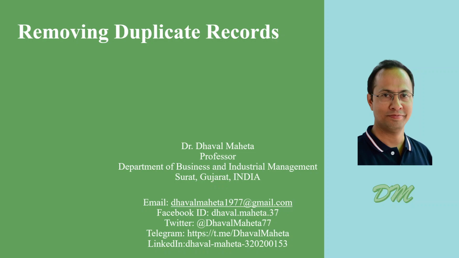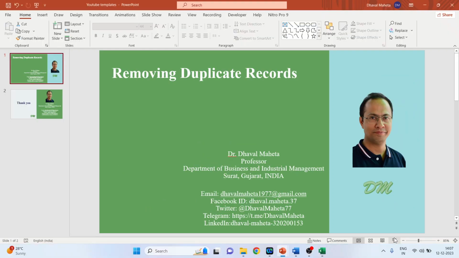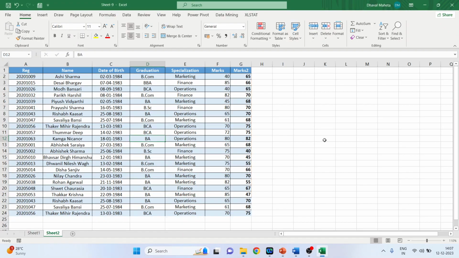When you collect the data, it is quite likely possible that there may be duplication of records. So what we want is that the Excel identifies these records and it removes it. So how we can do this? Let's go in the Excel workbook.